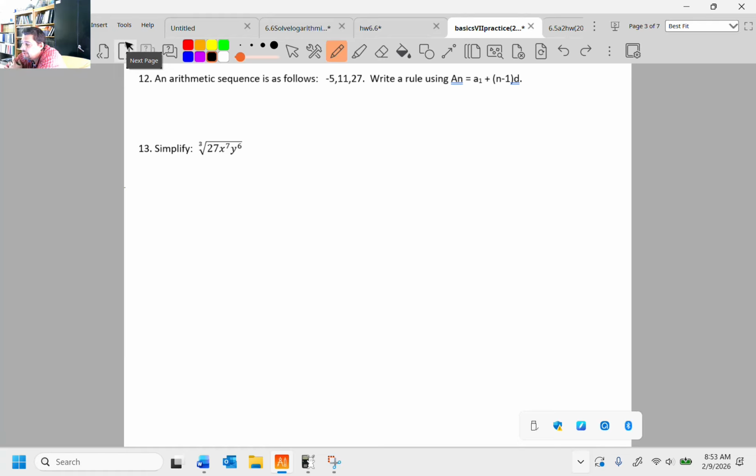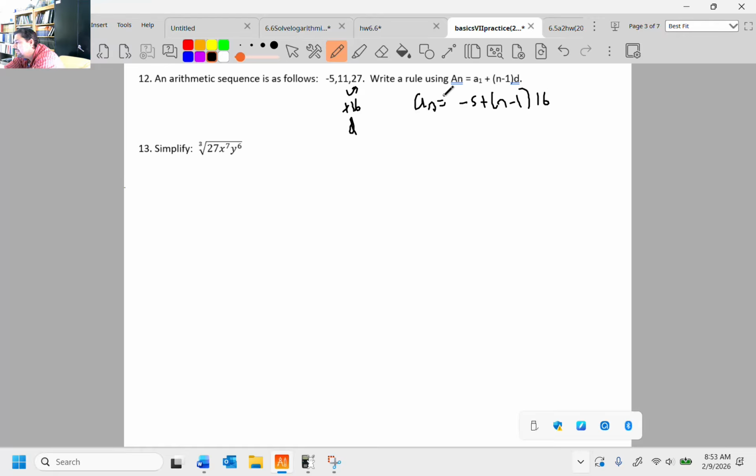An arithmetic sequence is as follows: -5, 11, 27. Write a rule using a sub n is the first term plus n minus 1 times the common difference. Now, the first term is -5. The difference here, it looks to me like it's plus 16. That's your difference.